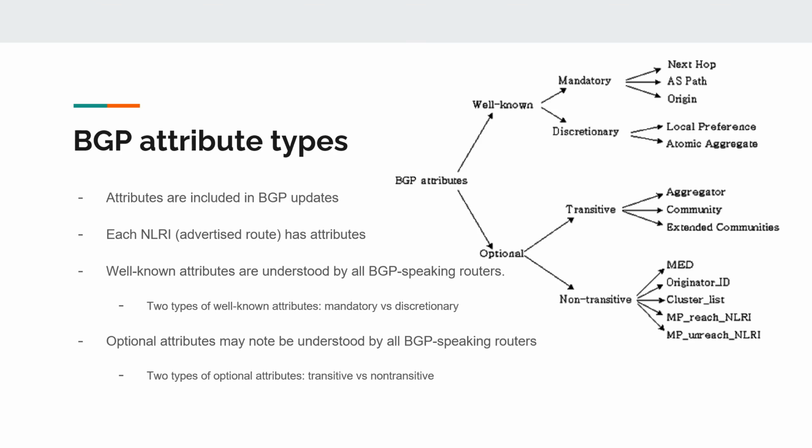And optional attributes may not be understood by all BGP speaking routers, and they can be divided into two parts. Transitive means that if you don't understand it, you have to pass it on in the updates when you send them out to a neighbor. However, non-transitive means that if you don't understand it, you just drop it, you ignore it, and you don't pass it on.